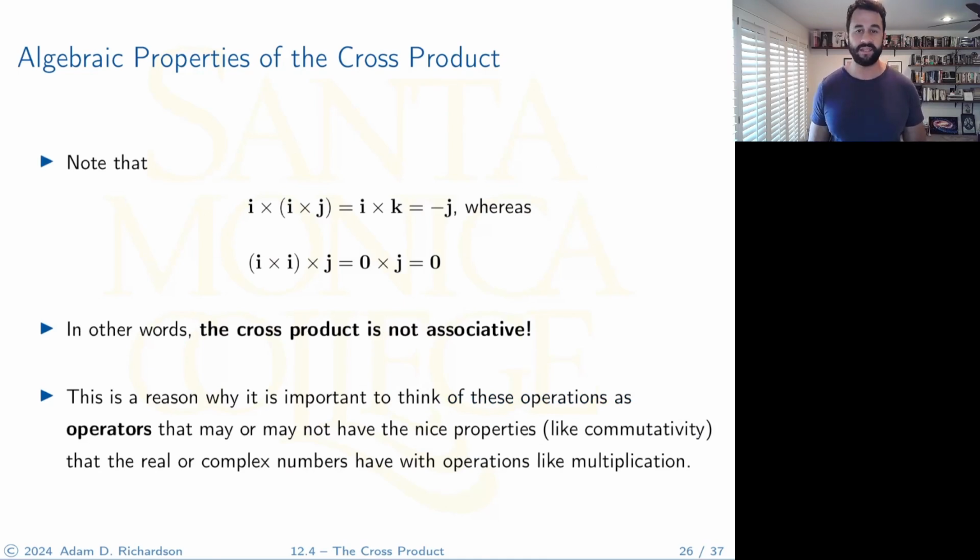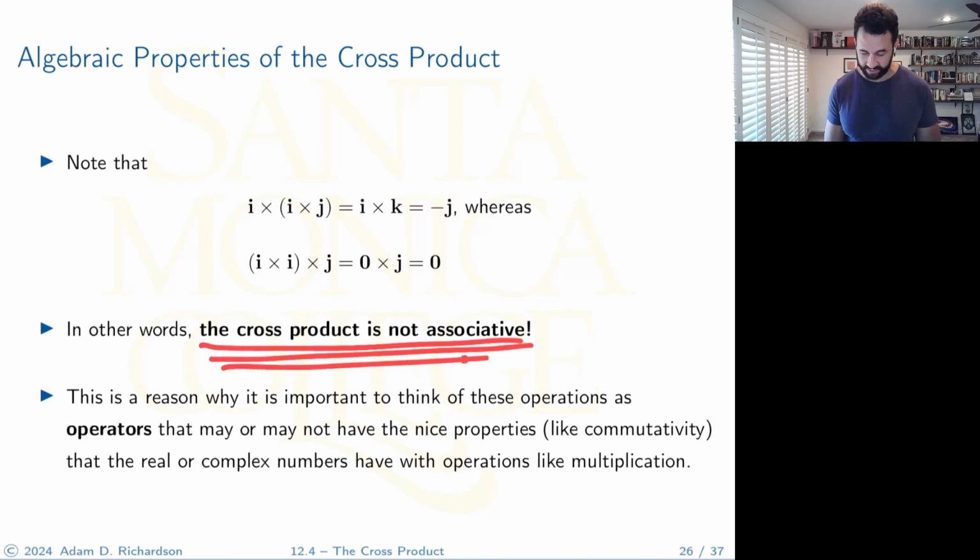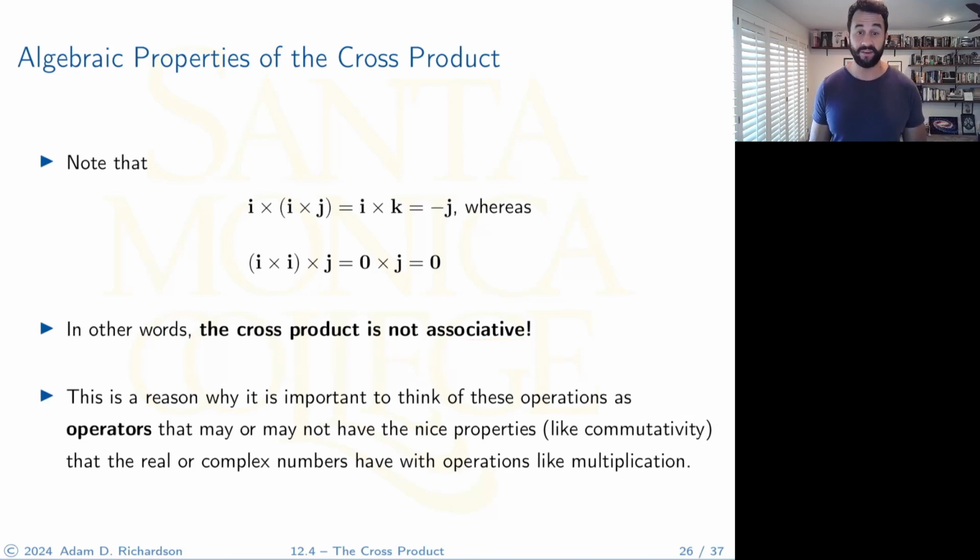Another thing, so check this out as well. If I cross i and j first, and then I cross it with i, I get negative j. Right? But if I cross i with itself first, and then I cross it with j, I get the zero vector. So in other words, we also have the fact that the cross product is not associative either.